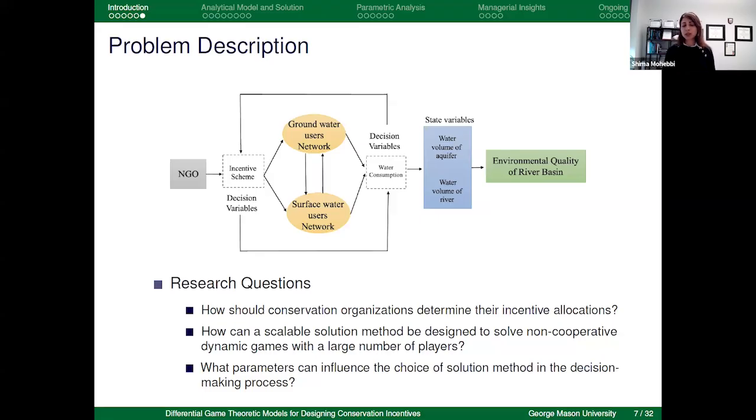The research questions we are trying to answer are the following. How should conservation organizations determine their incentive allocations? And how can a scalable solution method be designed to solve non-cooperative dynamic games with a large number of players at basin level? And what parameters can influence the choice of solution methods in the decision-making process?